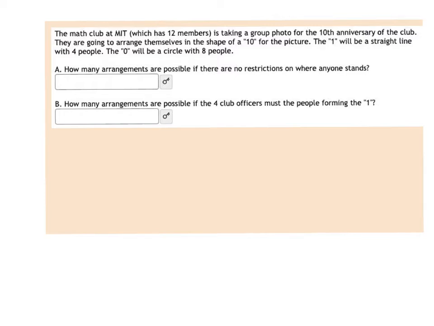The 1 will be a straight line with 4 people. The 0 will be a circle with 8 people. How many different arrangements are possible if there are no restrictions on where anyone stands? So let's set this up before we get the answer.